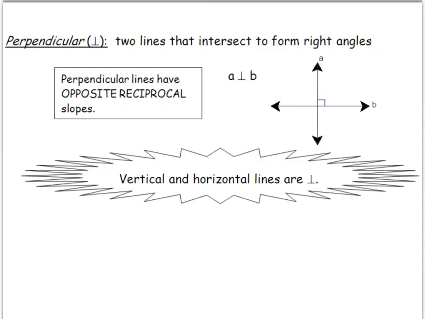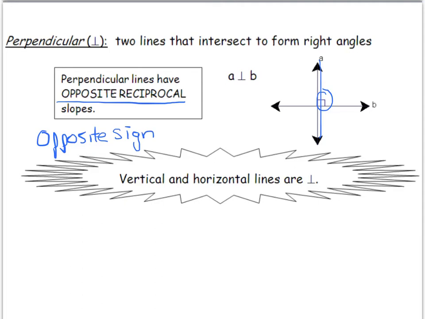All right, perpendicular lines are a little bit different. Perpendicular lines do not run side by side. They actually run into each other. These are two lines that intersect to form right angles. They cross, and they form a right angle here where they cross. Okay? Our perpendicular lines also have something specific about their slopes. Perpendicular lines have what we call an opposite reciprocal slope, meaning opposite sign.